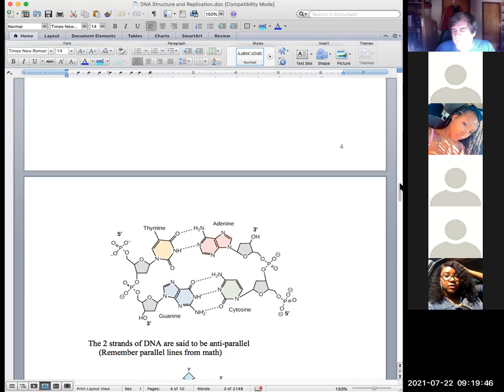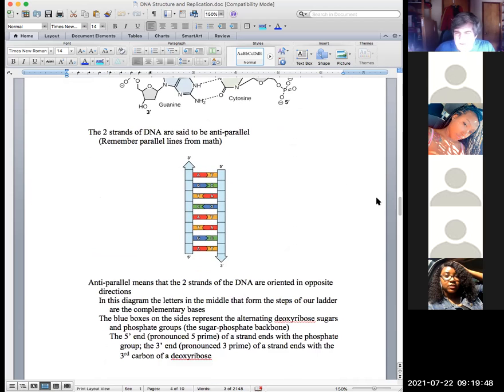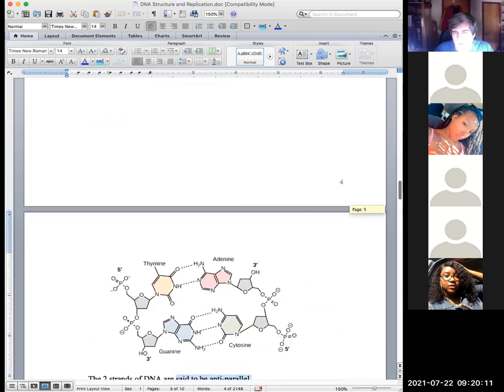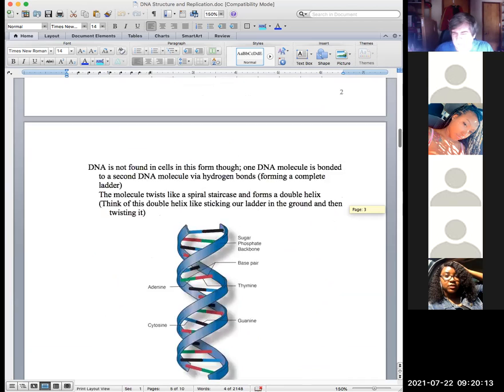Now, the two strands of DNA are described as being anti-parallel. And again, back in one of those math classes, probably geometry, you learned about parallel lines that basically go in the same direction. Anti-parallel refers to things that go in an opposite direction. So let's go back for a moment.